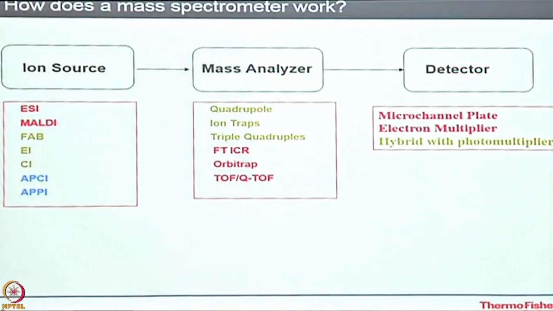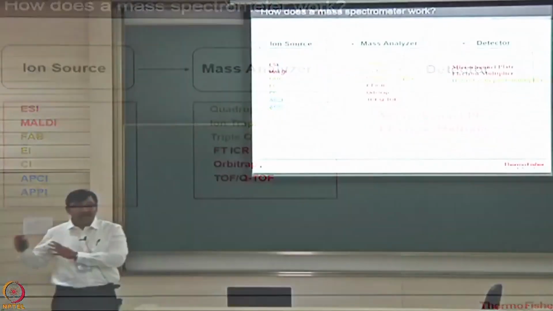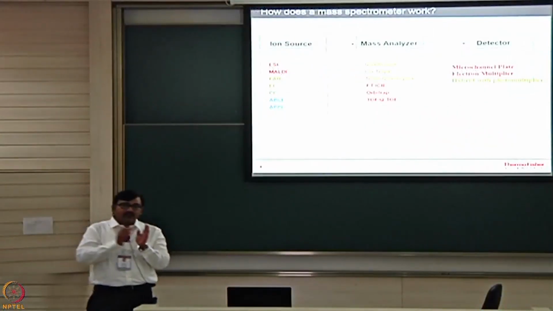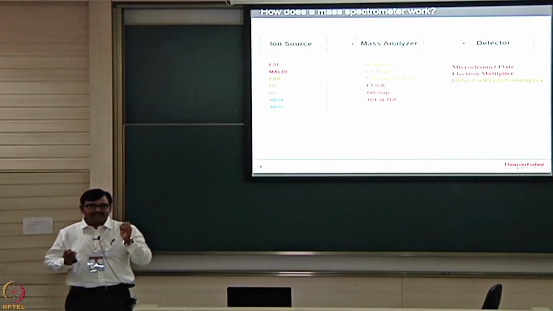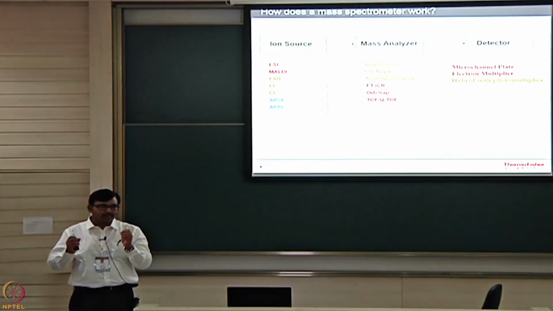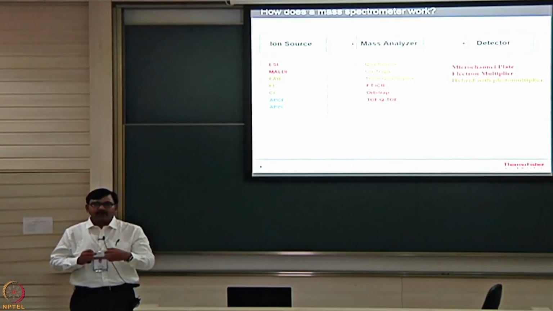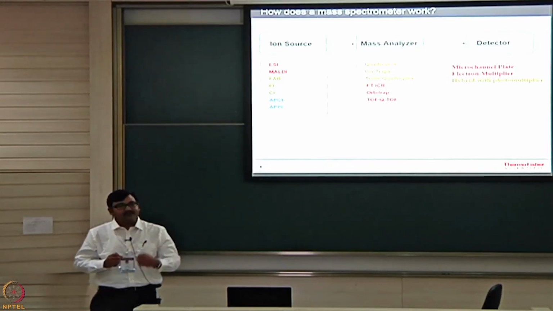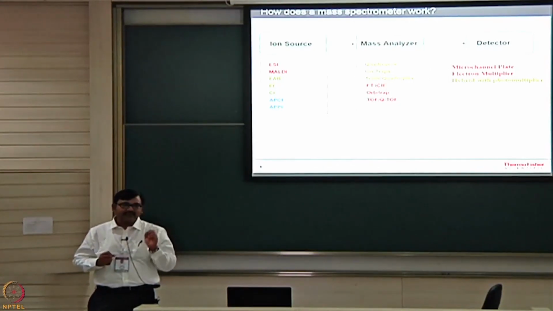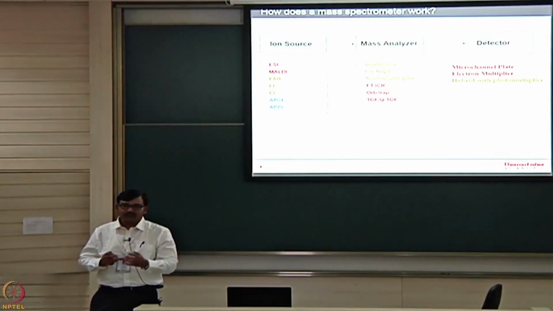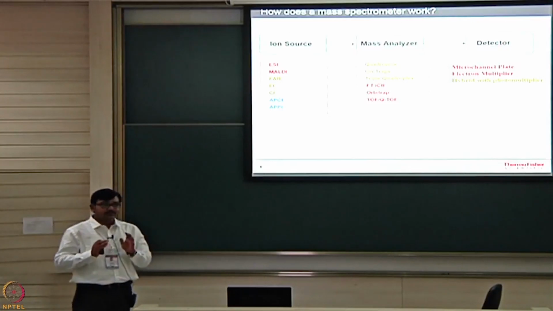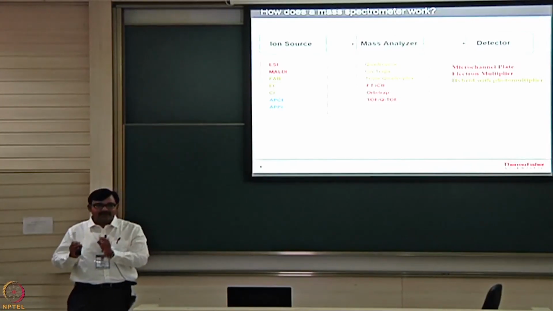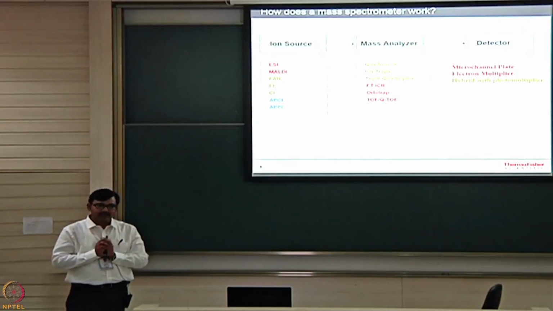Next is MALDI, matrix-assisted laser desorption ionization, which is solid form to gaseous form. In MALDI, you mix the sample with some matrix molecule, spot it on a plate, let it dry, and then you shoot a laser. That laser gives the energy for ionization, so from solid to gaseous phase. These are the two most soft ionizations, where your biomolecules will not degrade during ionization.